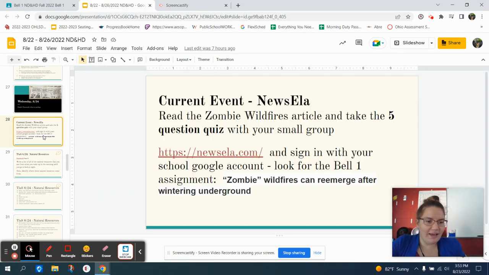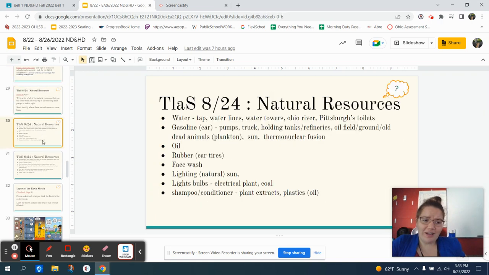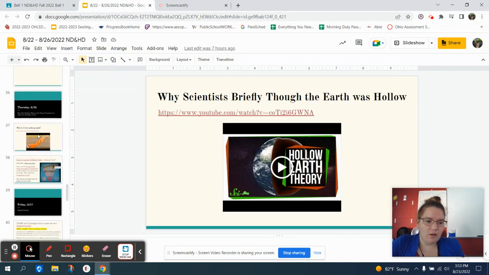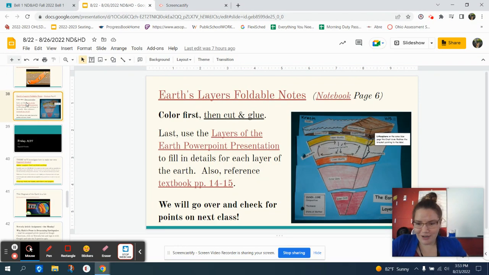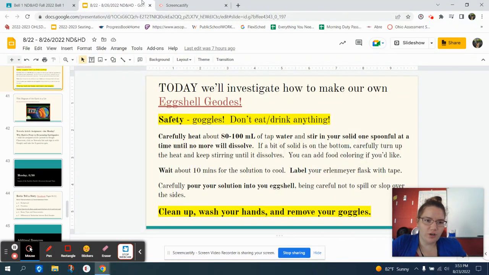So this week we'll be looking at some things like zombie wildfires, and we'll start looking more into natural resources and what the Earth is like on the inside. Thursday we're going to make an interactive model of the Earth, and Friday we're actually going to go to the labs and make our own geodes.